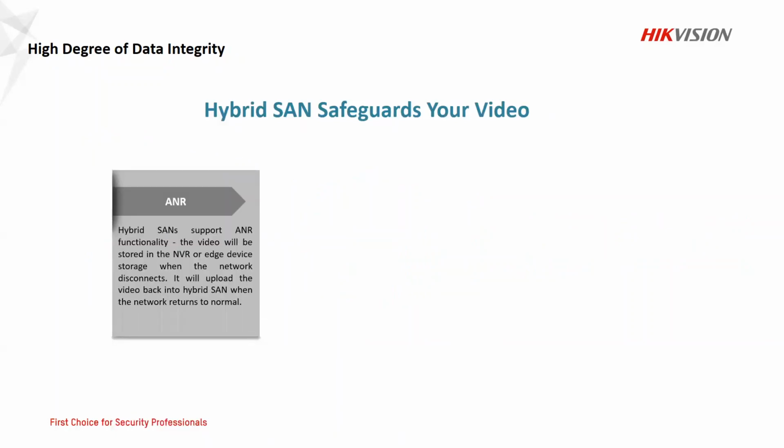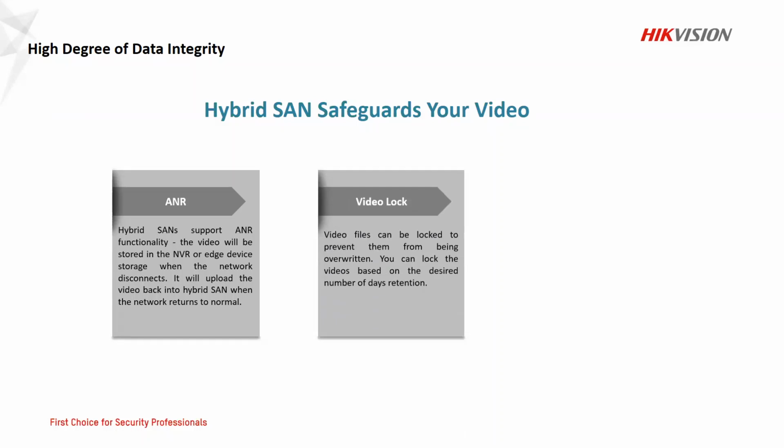Our hybrid SANs also support a number of other technologies to ensure your video data is kept safe. First, they support ANR, automatic network replenishment. If there's a problem with the network, the video will be kept in the NVR, and then when the network is fixed, it will automatically be uploaded to the SAN. You can even do this with a camera connected straight to the SAN without an NVR. You just need an SD card in the camera.